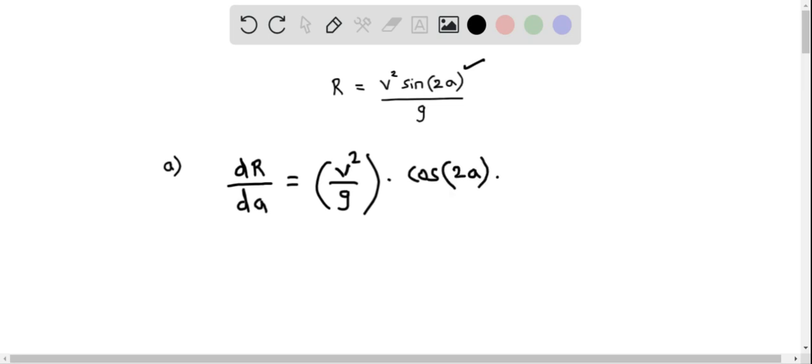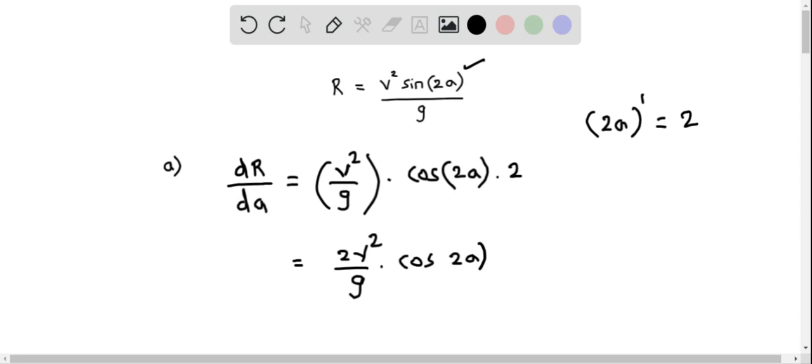And then we have to apply the chain rule to find the derivative of 2a with respect to a. And when we find the derivative of 2a with respect to a, we get 2. So we have to put this 2 as a multiplier. Now let's simplify this. This equals 2v squared by g, and then cosine of 2a. So this is the expression for the derivative of r with respect to a.